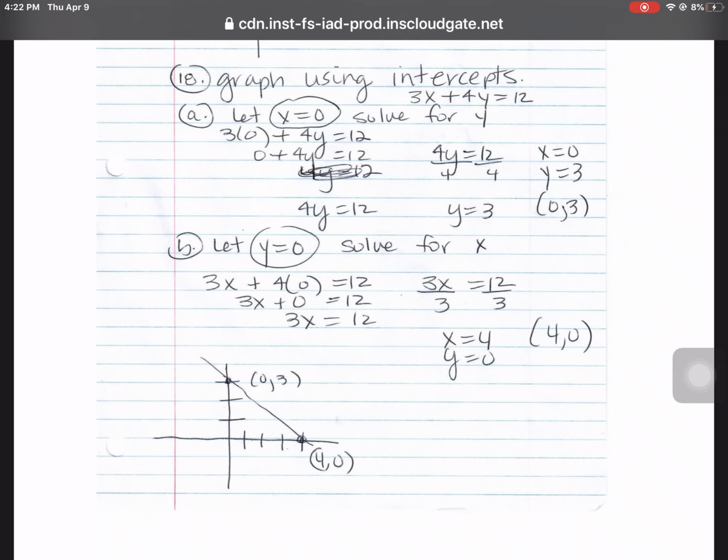Then you let y equal 0 and solve for x. So put 0 in the place of y into the equation and solve for x. So you get x equals 4. We got x equals 4 from plugging in y equals 0. So that tells us our second point is x is 4, y is 0. So 4, 0. That is the end of this lesson.